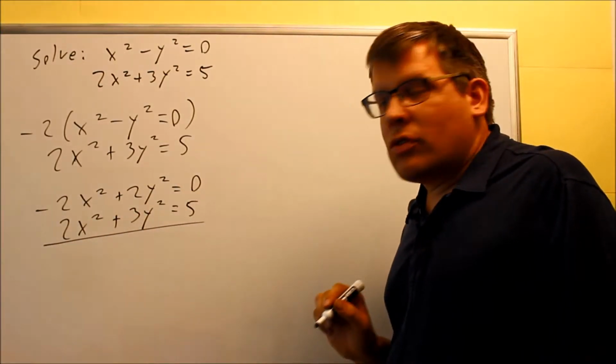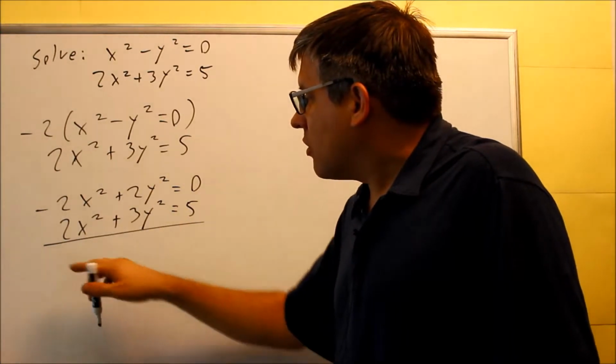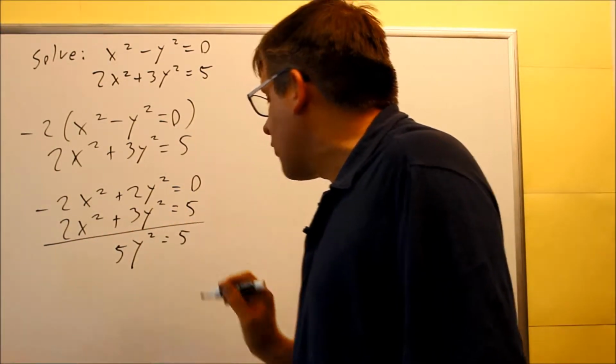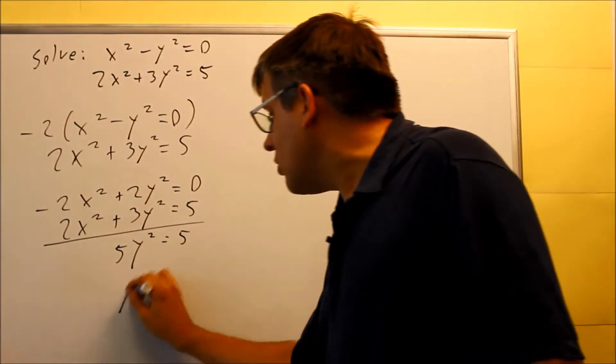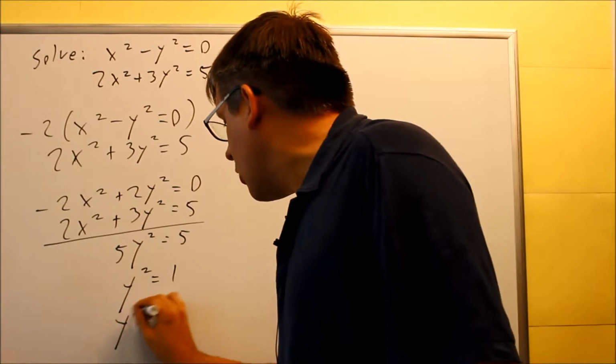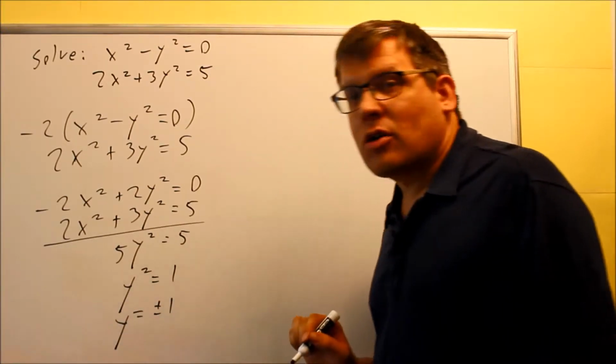Now we're going to add this together. So if we add that together, that cancels out. This one you get 5y squared equals 5. Divide both sides by 5 and you get y squared equals 1. Square root both sides, you get y equals plus or minus 1.